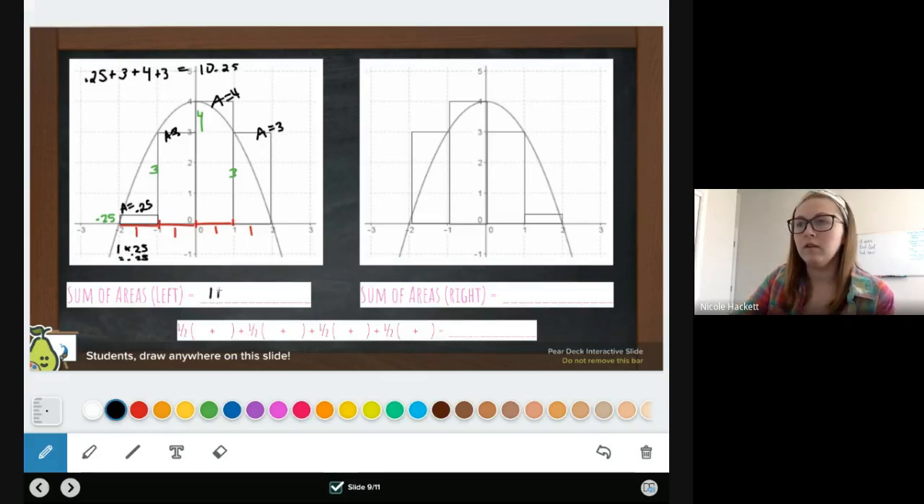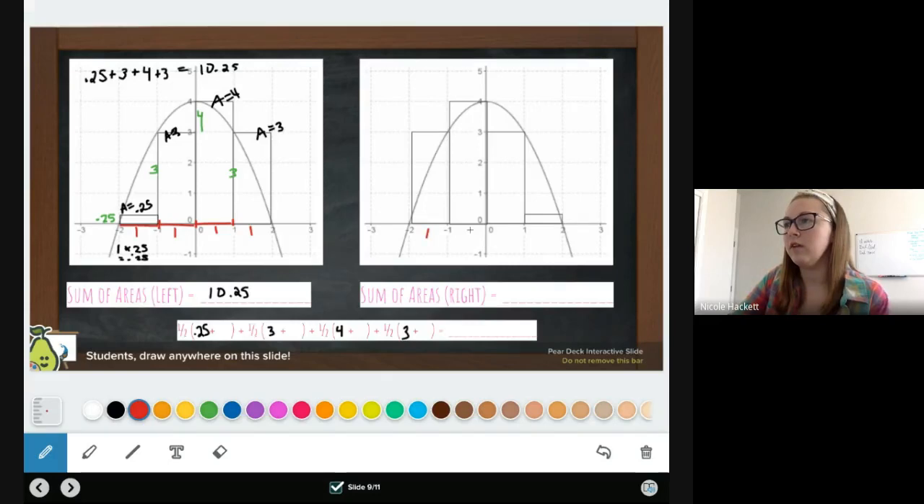So 10.25. And if we're trying to make it look like our other one, a big long equation there, I'm going to put each of the areas that I summed together here for my left sum. And now I'm going to do the same thing for my right.